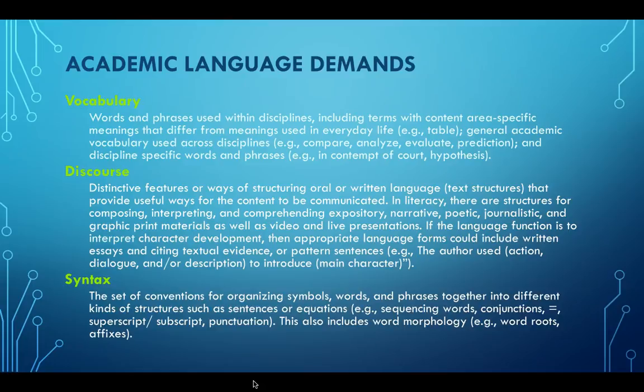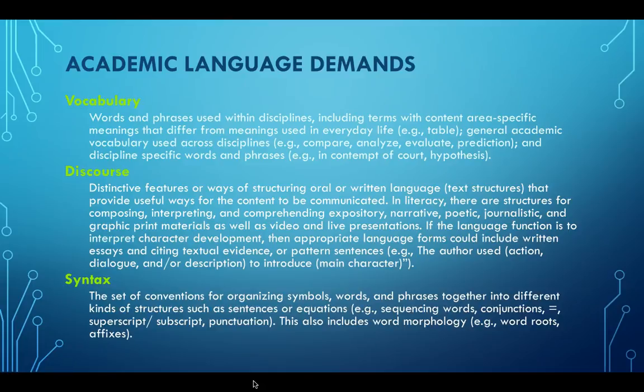So, if a language function in your lesson is to interpret character development, then appropriate language forms could include written essays, citing textual evidence, and pattern sentences. So, for example, the author used dialogue to introduce the main character of a text. So, a very, very common way of supporting discourse is sentence frames and also modeling.